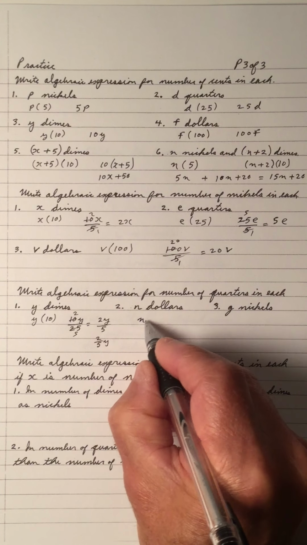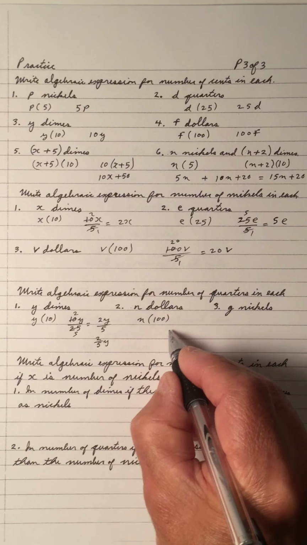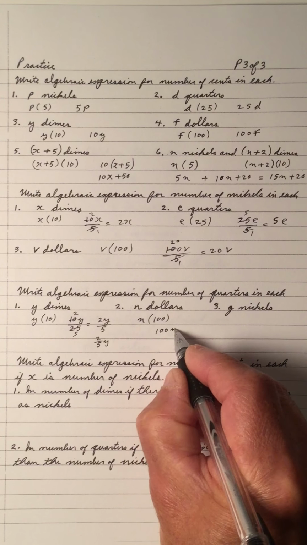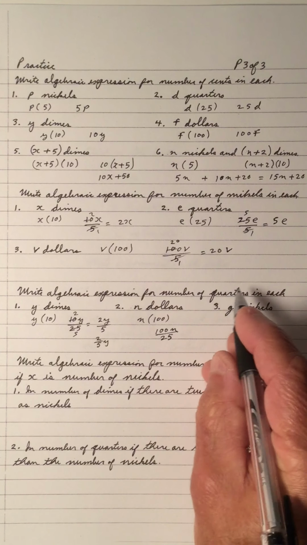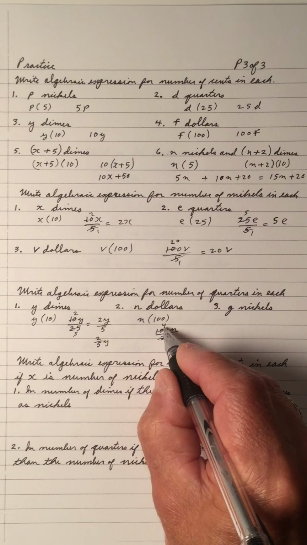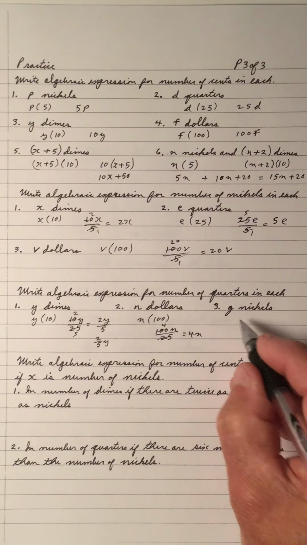n dollars, so it's n times 100 cents. So n dollars is 100n. And to divide by 25, you get the number of quarters. 25 into 100 goes 4, so that becomes 4n quarters.